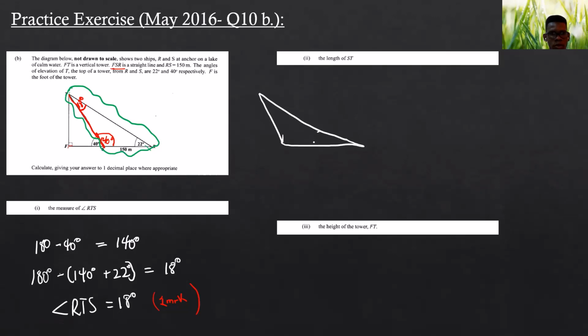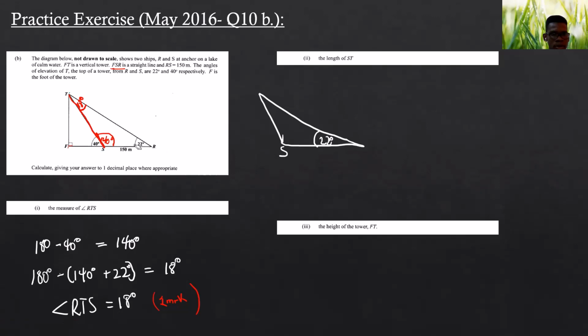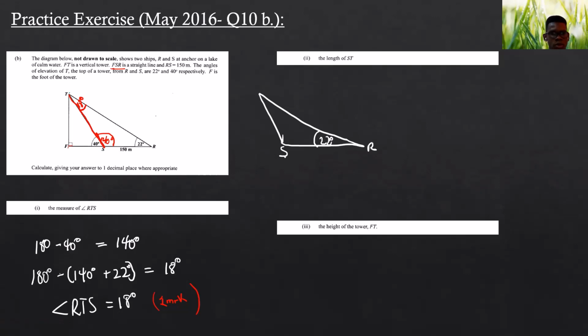Good. So the first thing we know, this would be 22 degrees. And we know this line, this would be S, right? I'm taking this R to S, right? So this would be our R, 22, and this of course would be 150 meters. And we know we calculated this to be 140 degrees, and we've also calculated here to be 18 degrees. And this would be T.